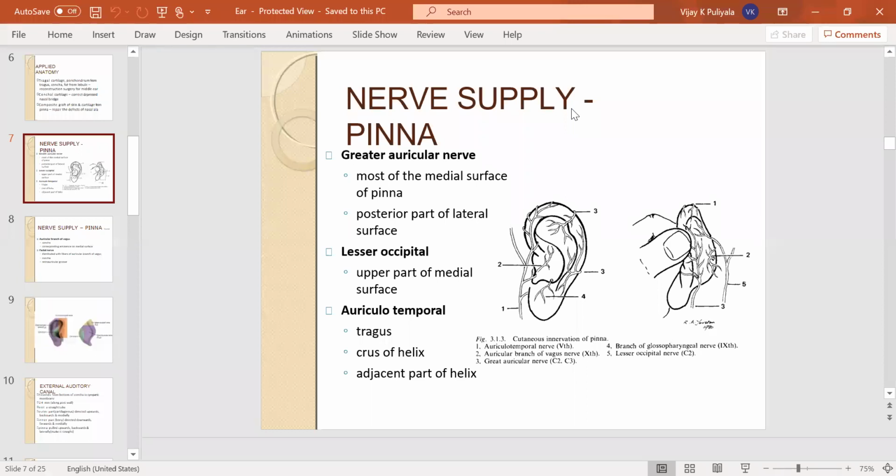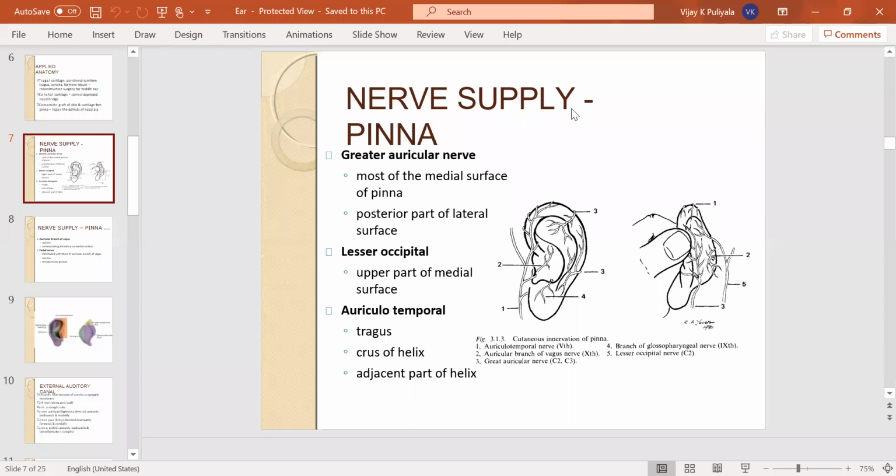Next, coming to the lymphatic drainage. What lymph nodes are present around this auricle? In front of the auricle we have the parotid lymph nodes. Behind it we have the mastoid lymph nodes. And in the neck we have the deep cervical lymph nodes. So these lymph nodes drain the auricle.